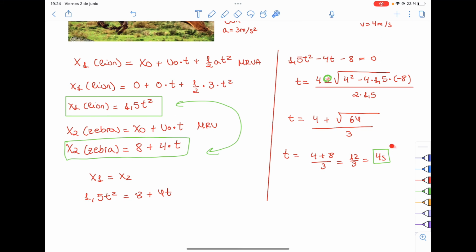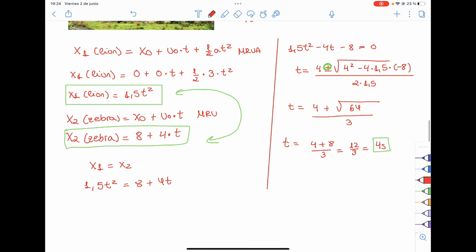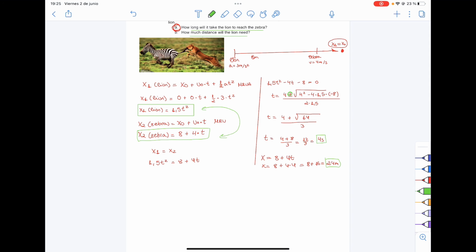And since I know that the time is 4 seconds, I can use either one of these formulas. It doesn't matter if I use this one or this one, because I'm going to get the same value. So I can say that x is equal to 8 plus 4t, which in this case is 4, so 4 times 4, and all of this is going to be 8 plus 16, which is 24 meters. So 24 meters is the distance that the lion needs to catch the zebra.